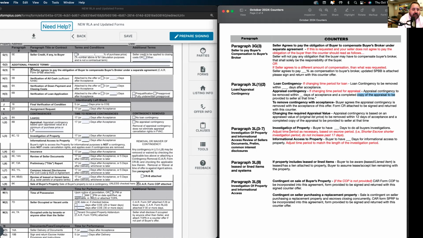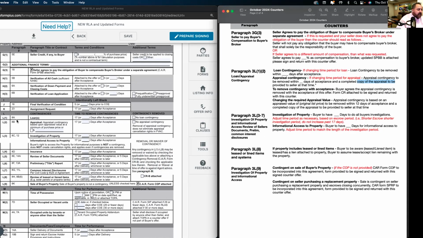Investigation of property. Again, this is just if you're going to change that 17 days on paragraph 3L3. Are you going to change that? Are you going to change the time periods for insurance? It's all of these things that are 3L3 through 7, right? So everything that's right here for their investigations, everything that you're going to look at in this little square under appraisal, right? Are you changing those time periods? If you are, then you change it for all of those things.